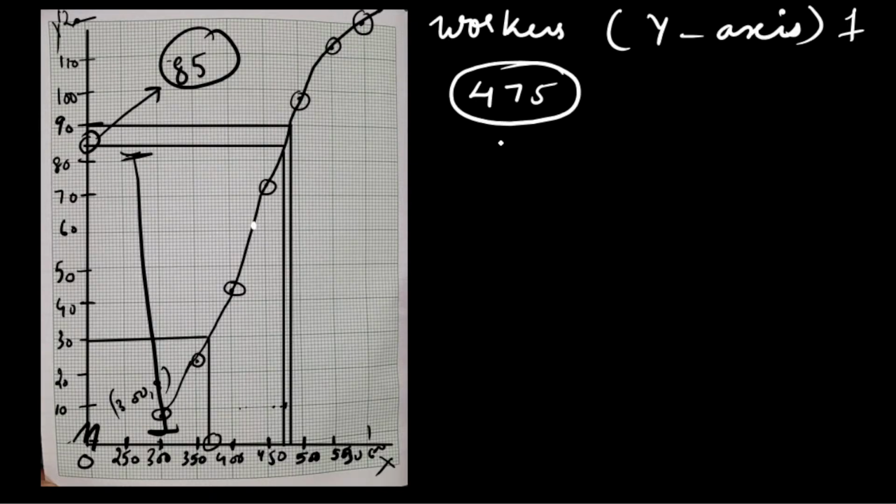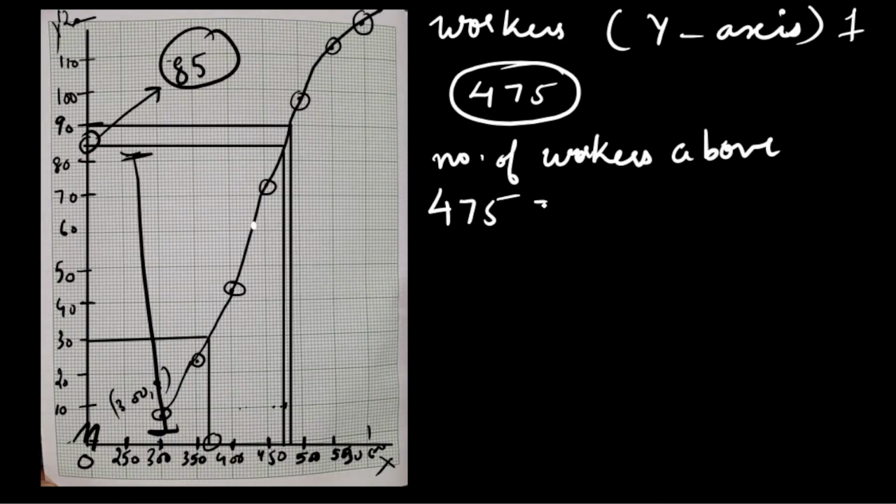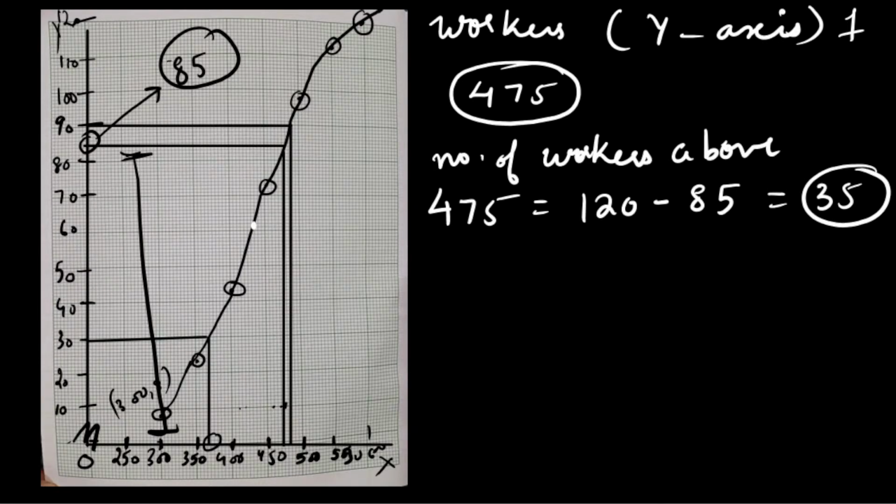So the number of workers above 475 we have to find. Above 475, it is total workers minus 85. Total workers minus 85. So what will you get? 35. Because we found the workers of this range and their salaries are 475 or less than 475. Only these workers are in this range.